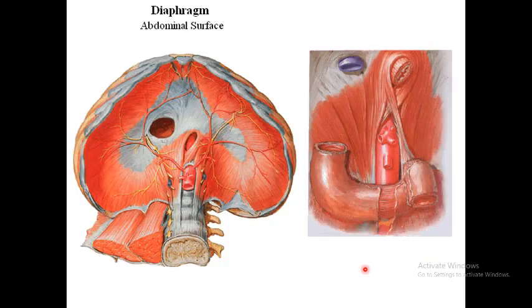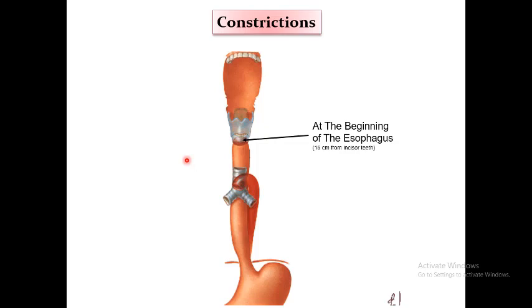And here I show you where the esophageal opening is. This is the esophageal opening of the diaphragm, which lies at the level of T10. It's surrounded by a muscular sling called the right crus of the diaphragm. Then the esophagus shows four sites of constriction.